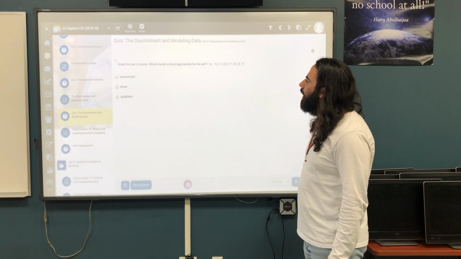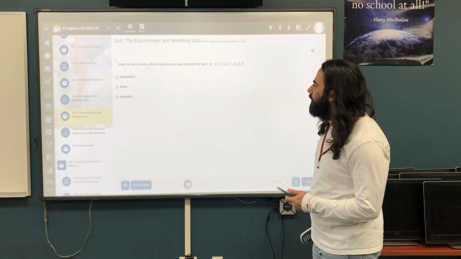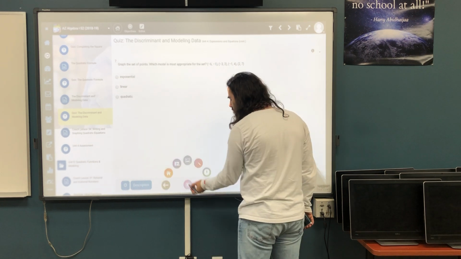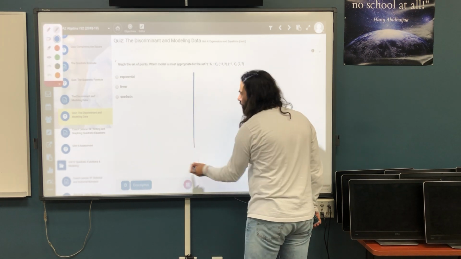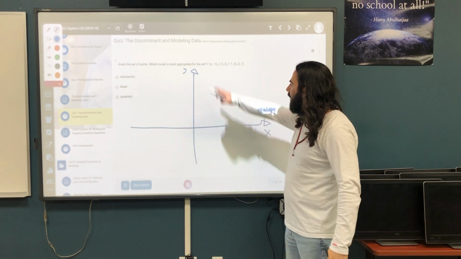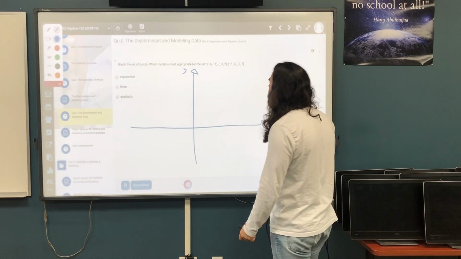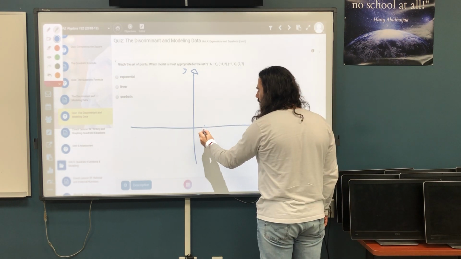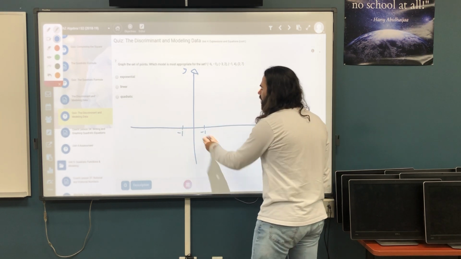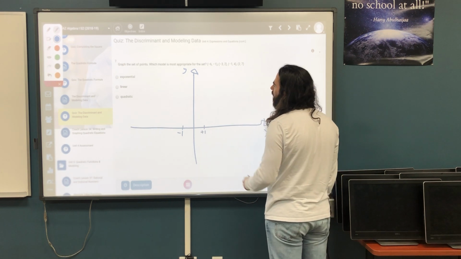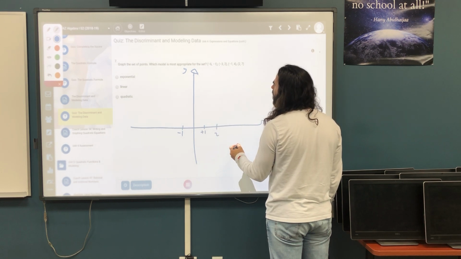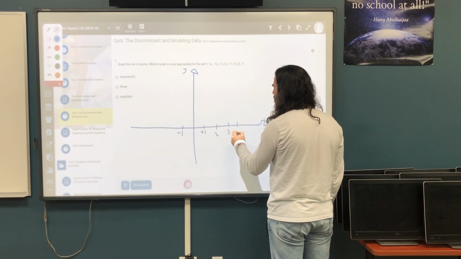Now, this one. Graph the set of points which models the most appropriate for the set. So when you have these points, we need to know if they're exponential, linear, or quadratic. Now, all you need to do is graph it, right? I hope the graph would be a little bit accurate. We have negative 6, negative 1. So let's take the x. Now, we have x negative 1. We have 2. We have 3, 4, 5, 6.